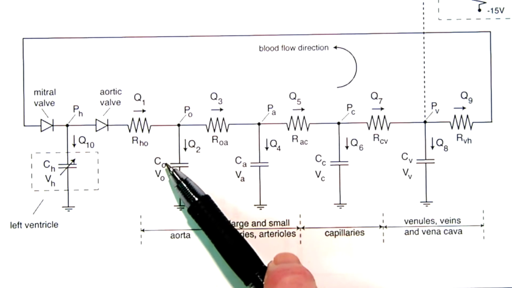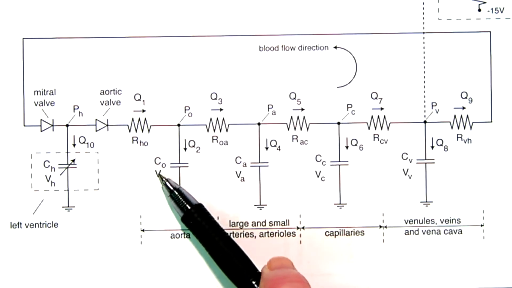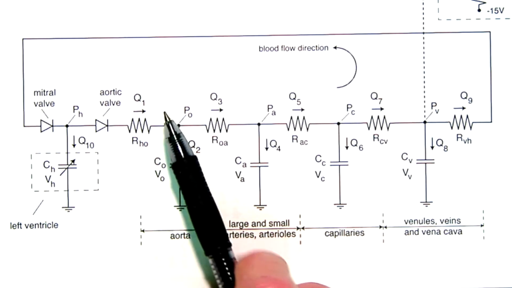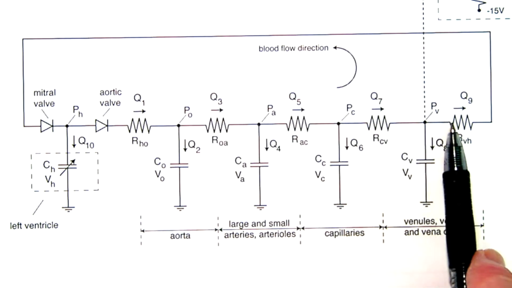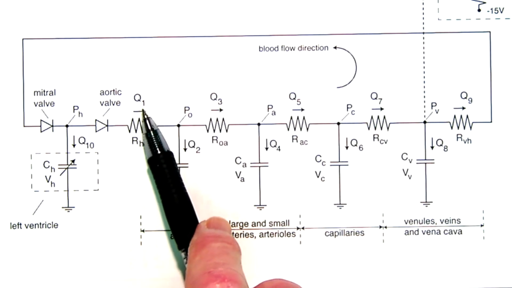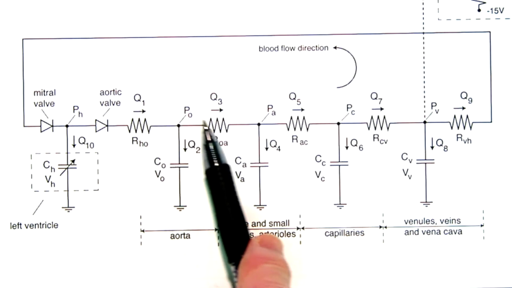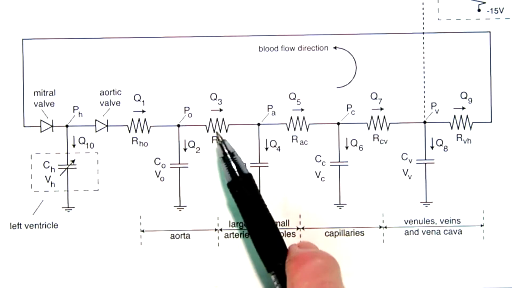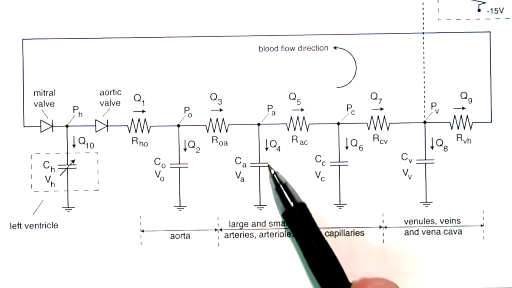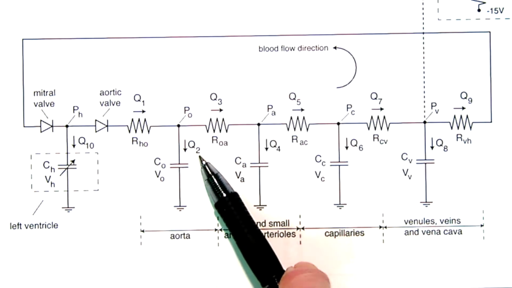The compliance of the aorta is C sub O, and the volume of the aorta is V sub O. Something about the flow of blood now. The flow of blood through each of these vessels has an odd subscript, because that represents flow going around the circuit. The flow that goes in and out of each of the vessels has an even subscript.